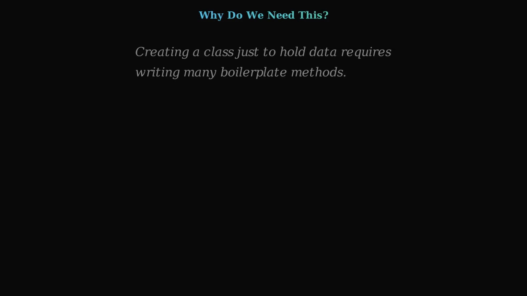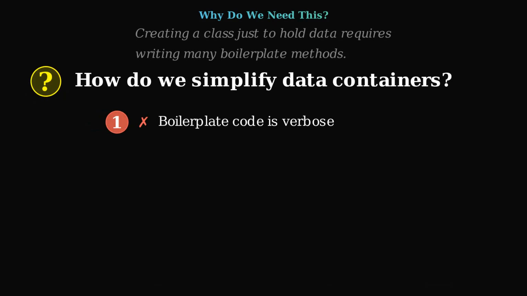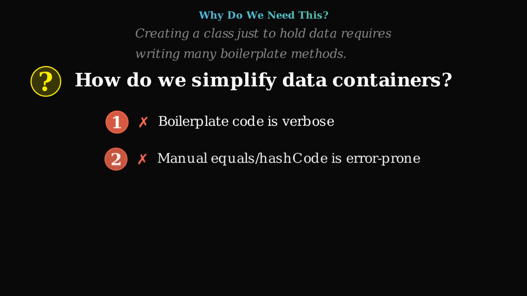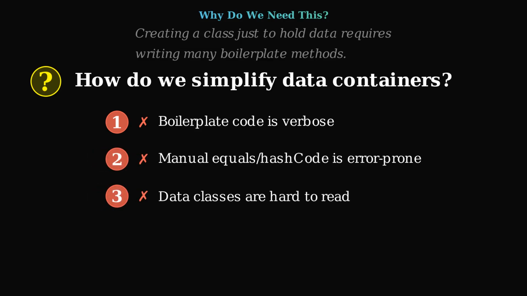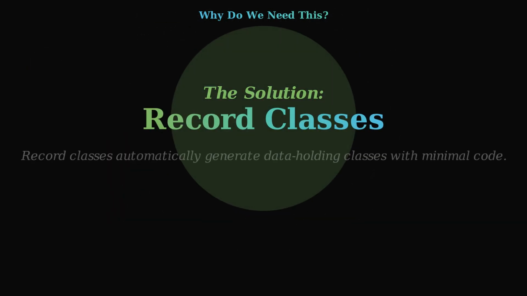Creating a class just to hold data requires writing many boilerplate methods. How do we simplify data containers? Boilerplate code is verbose. Manual equals and hashCode is error-prone. Data classes are hard to read. Record classes automatically generate data holding classes with minimal code.